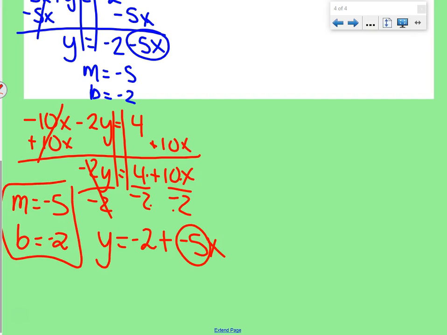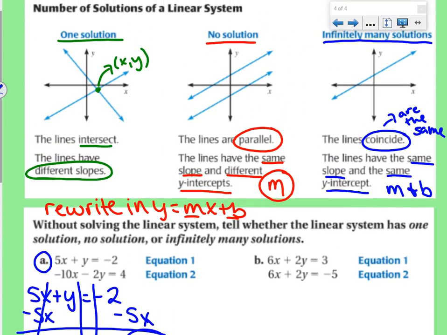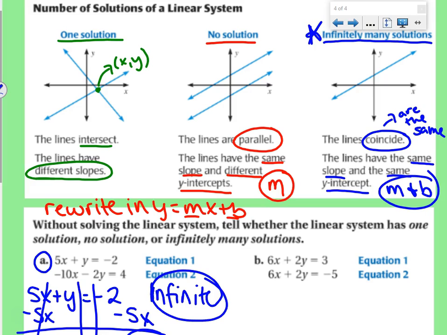So if we compare that to our first equation, they have the same m and the same b, which means that these two lines have infinitely many solutions, same m and same b. So for number A, we would say the solutions were infinite. All right.